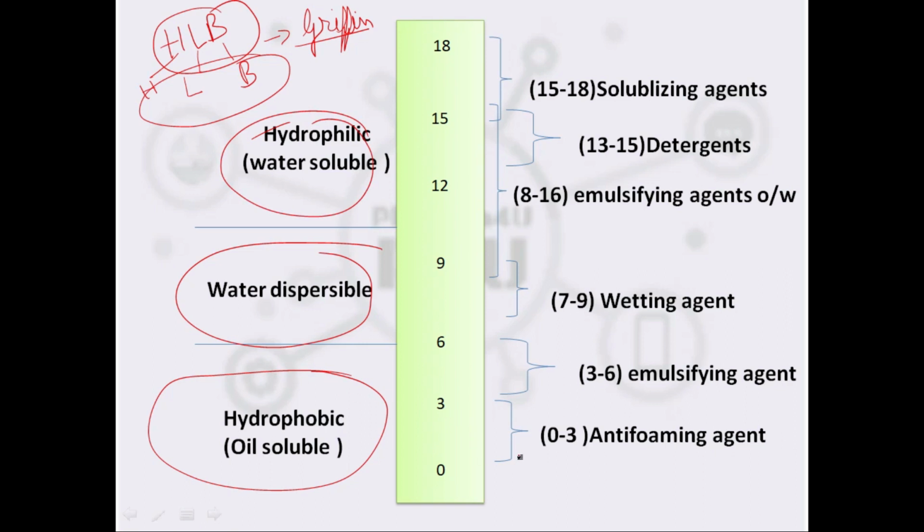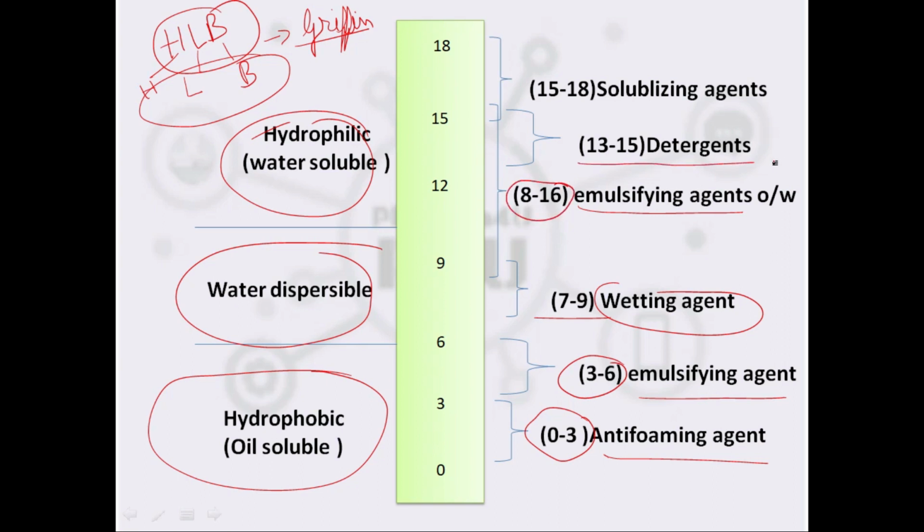According to this, 0 to 3 is antifoaming agent, 3 to 6 is W/O emulsifying agent, wetting agent is 7 to 9, and O/W emulsifying agent is 8 to 16, 13 to 15 is detergents, and 15 to 18 is solubilizing agents. Students, just note down that 3 to 6 is the W/O emulsifying agent.